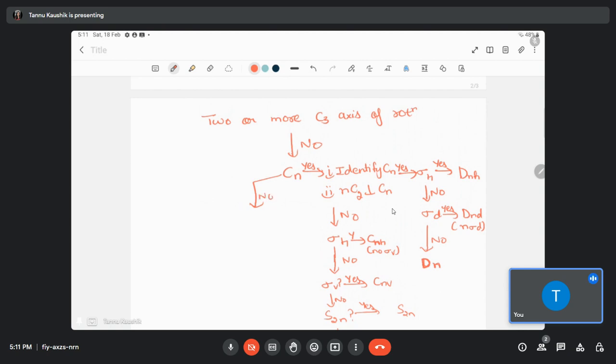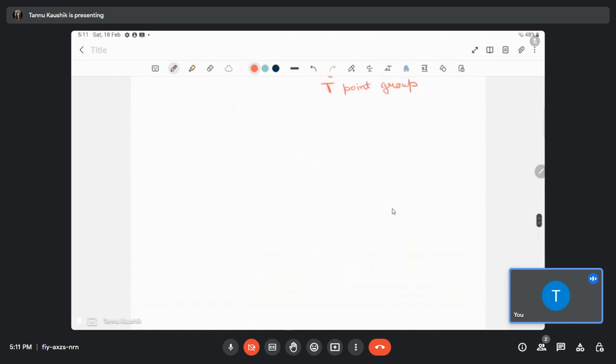If we do not have any proper axis of rotation, then we will check sigma whether we have any vertical planes. If yes, then it will simply be CS point group. If we don't have any sigma plane in the molecule, then we'll check the inversion center. If the inversion center is present, then it will have CI point group, and if not, then it is simply C1 point group. That is, it will have only the identity operator. So this was a revision of this flow chart that we will be using in the further molecules.